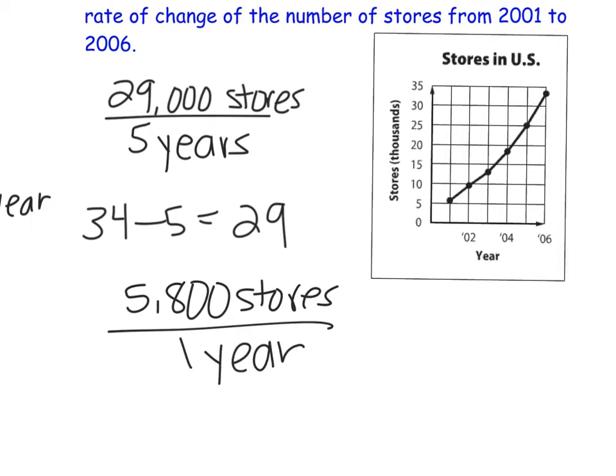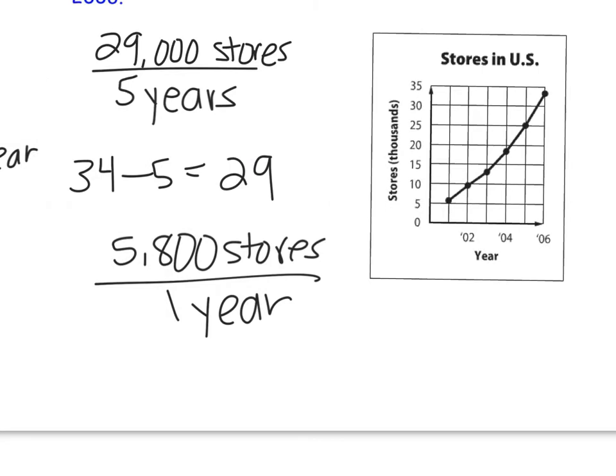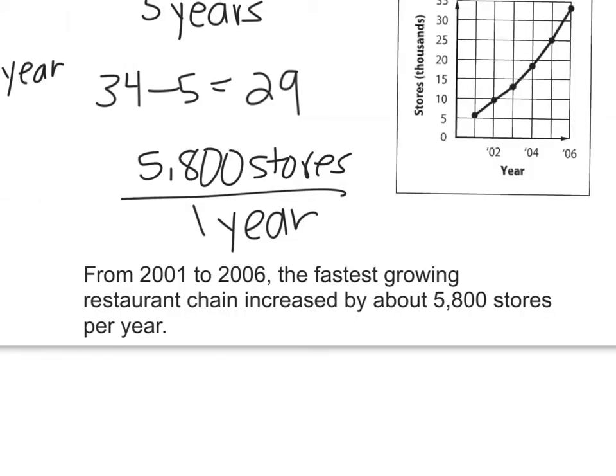So let's write our final answer as a sentence this time. So we're going to say, from 2001 to 2006, the fastest growing store in the U.S. increased by about 5,800 stores per year. So I'm going to change it to say restaurant chain. So from 2001 to 2006, the fastest growing restaurant chain increased by about 5,800 stores per year.